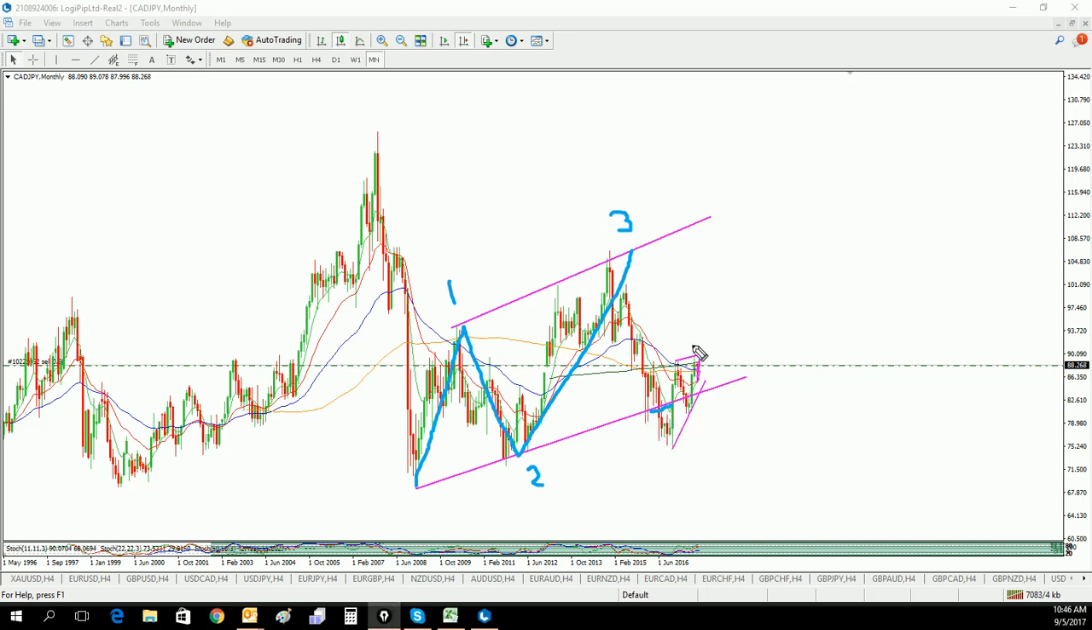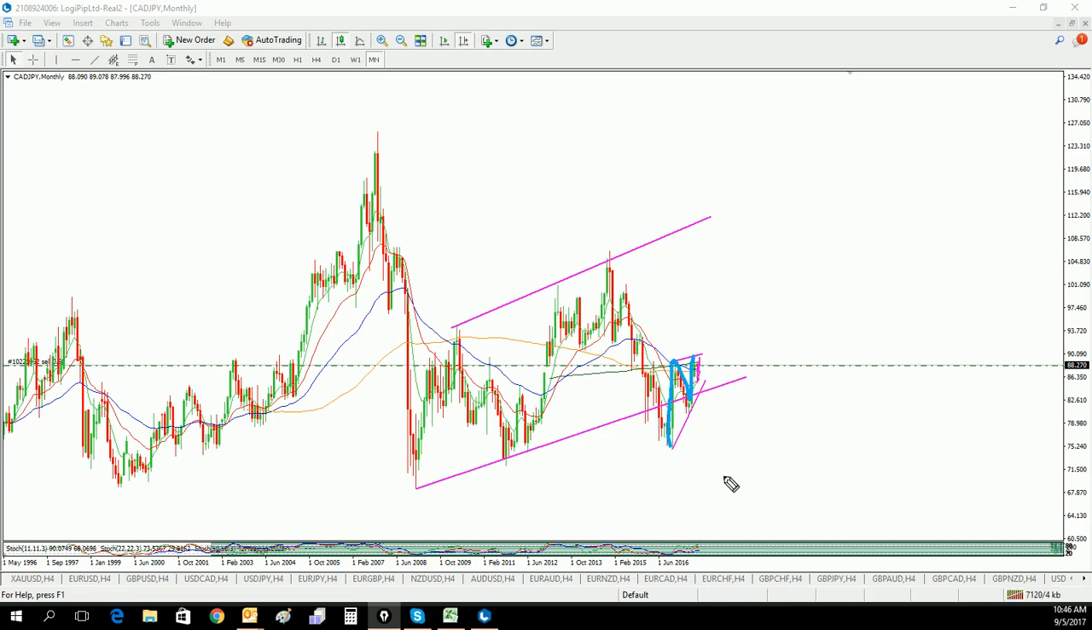So I'm running through the current setup as it stands now. We've seen the impulse, the corrective structure, and I'm still expecting to see a break to the downside here because of the closes below. Now the interesting thing is that we can actually see, and we're going to have a look at it on the daily time frame, this 1, 2, 3 wave structure that is formed over here, and that's more or less at the bottom end of the structure on the monthly chart.